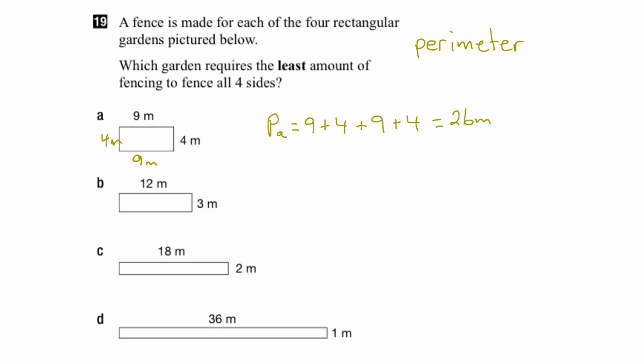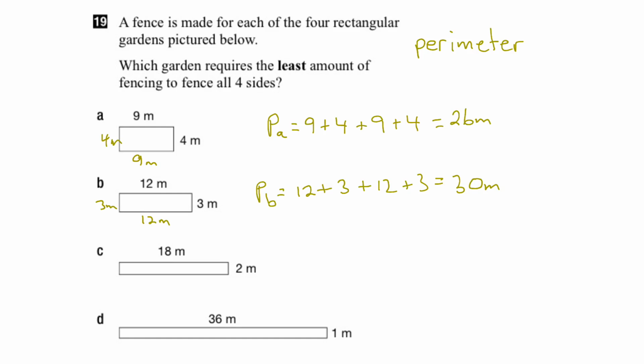Well, we do the same process to the other gardens. Again, if it's a rectangular garden, opposite sides are equal. So there would be 12 meters here, 3 meters here. So the perimeter of garden B would be 12 plus 3 plus 12 plus 3. We add that up, we get 30 meters. Again, what we did is we took 12 plus 3 plus 12 plus 3.